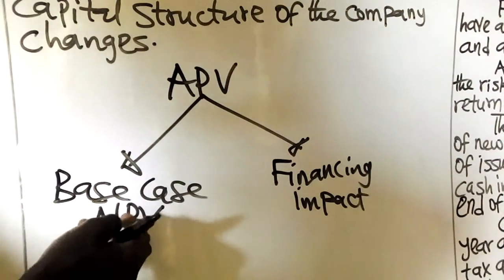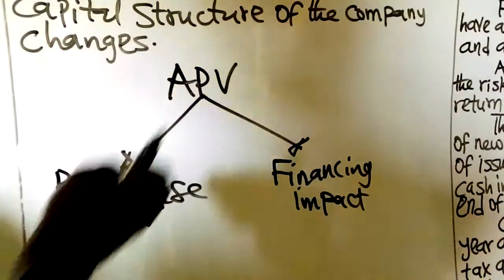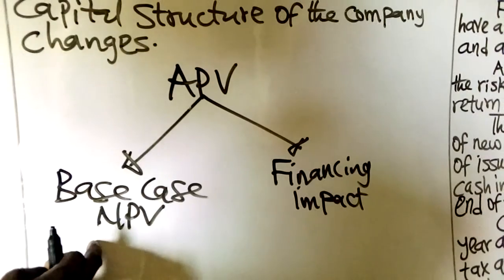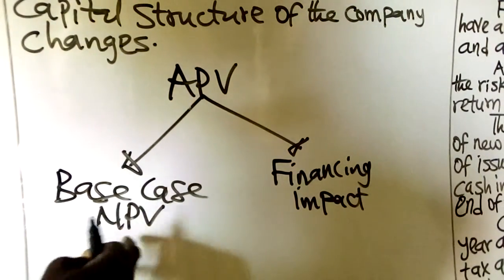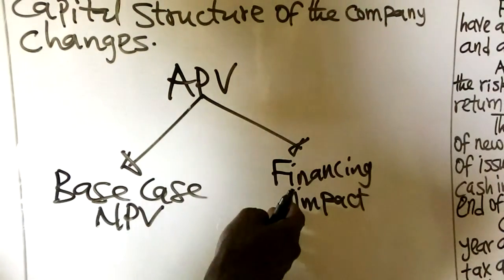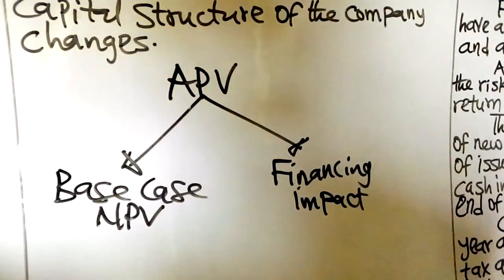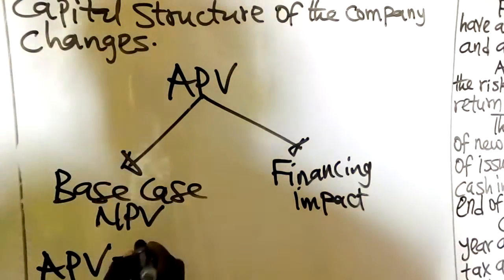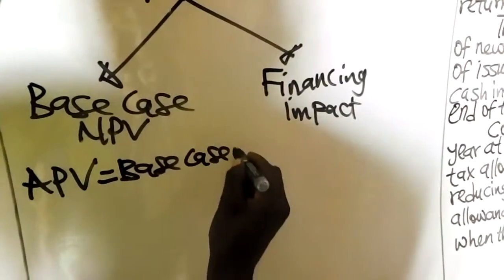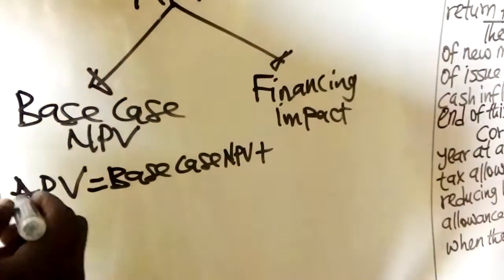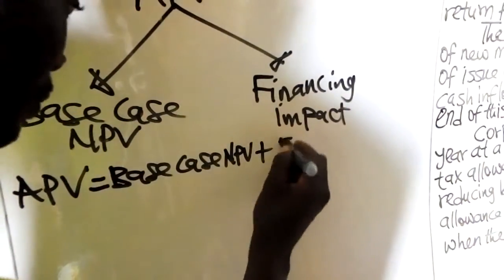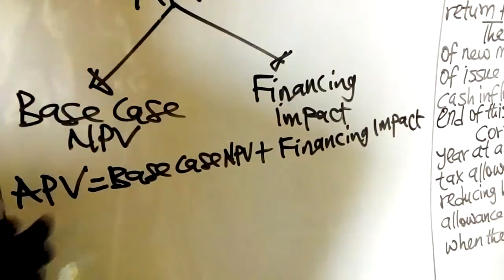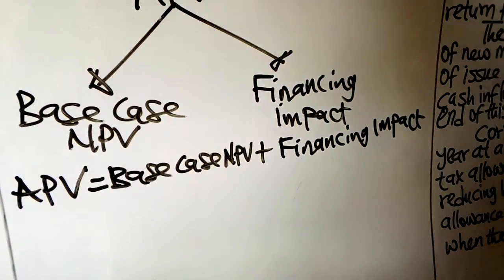APV is the value of a geared project, while base case NPV is the value of an all equity finance project, while financing impact is the financing side effects of the project. So APV is equal to base case NPV plus financing impact. That is APV: base case NPV plus financing impact.